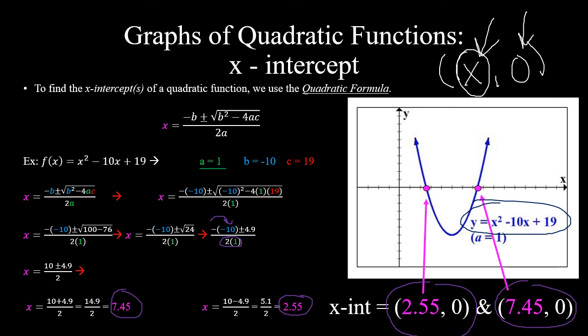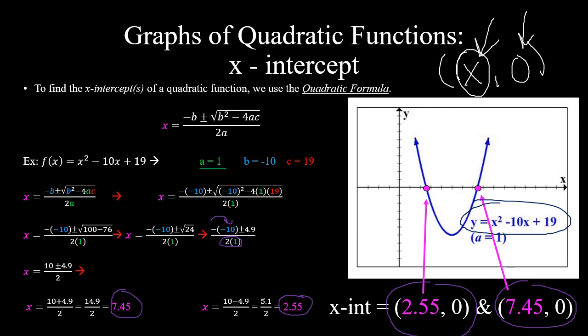All right, there's 2.550. And yeah, look, it's about in the middle of 2 and 3. All right, 2.550. And then 7.45 is about in the middle of 7 and 8. All right, 1, 2, 3, 4, 5, 6, 7. Yep. So there are the values of my x-intercepts.